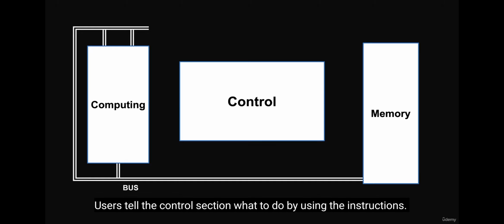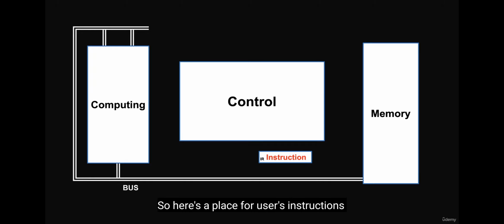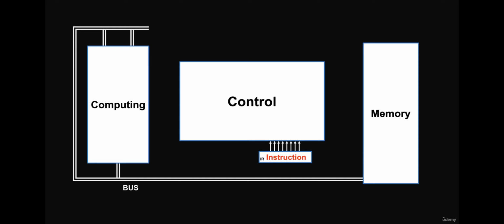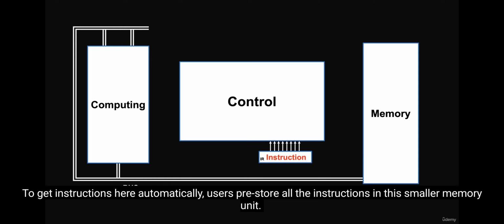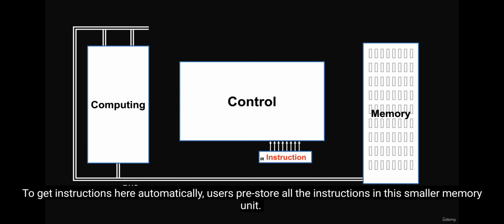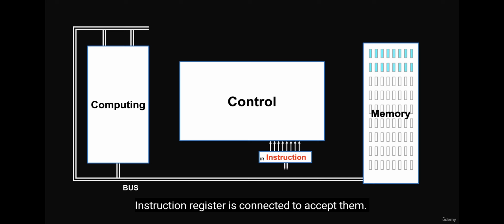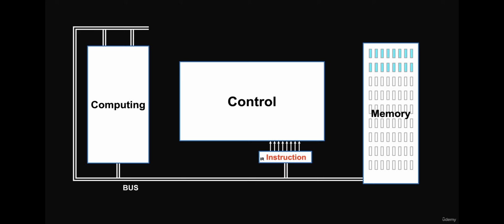Users tell the control section what to do by using instructions. So here's a place for users' instructions called the instruction register. It's fed into the control unit. To get instructions here automatically, users pre-store all the instructions in these smaller memory units. The instruction register is connected to accept them.